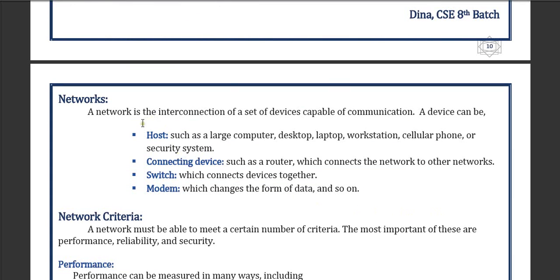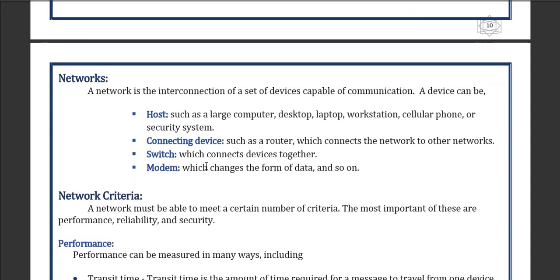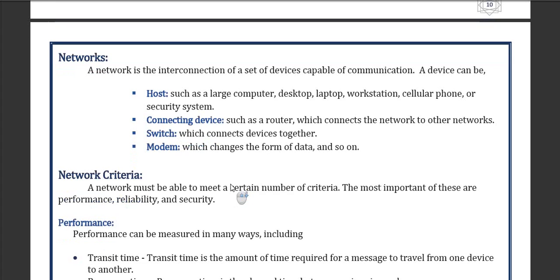Networks. A network is the interconnection of a set of devices capable of communication. It has hosts. A host means a point such as a computer, desktop, laptop, workstation, cell phone, etc. And connecting devices such as routers and internet connection. Switches connect devices together. Modems are used to modulate and demodulate the data.